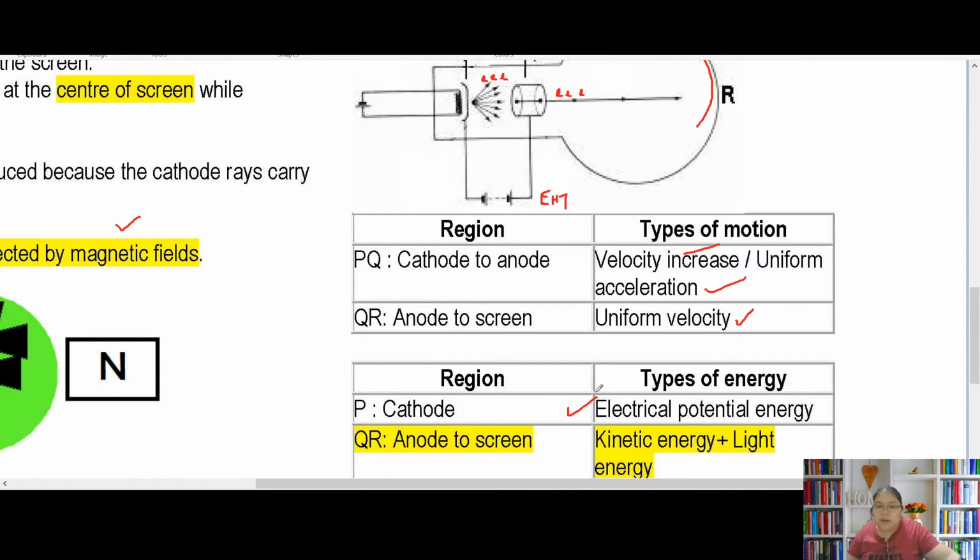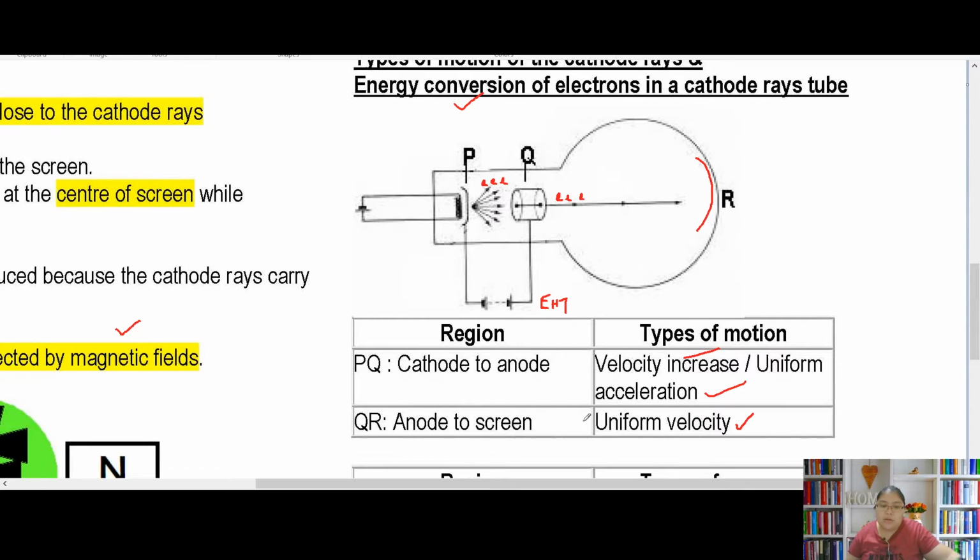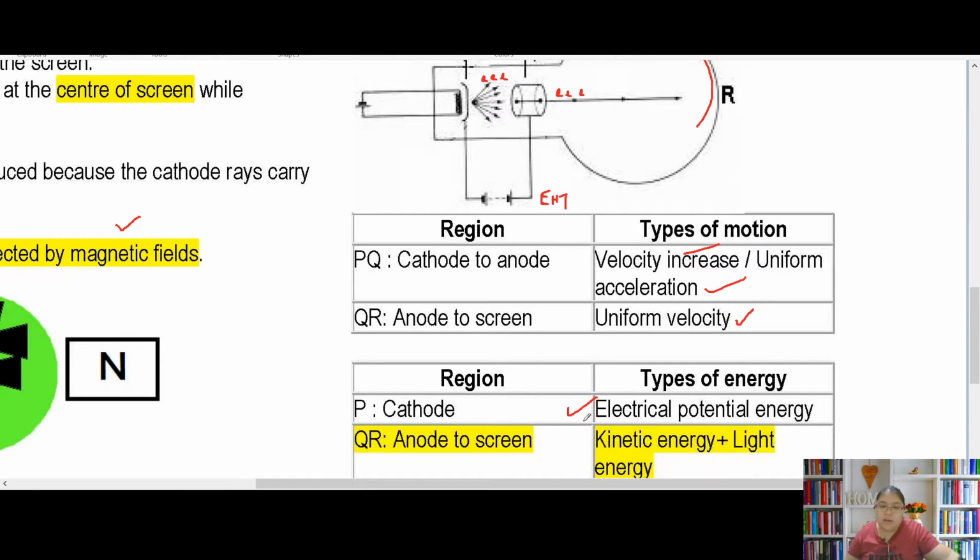Okay, now electrical potential energy means they're ready to let the electron come out. So we call it electrical potential energy. Okay, now we're going to see the anode to the screen. Okay, anode to the screen, there's a QR. Anode go to the screen.